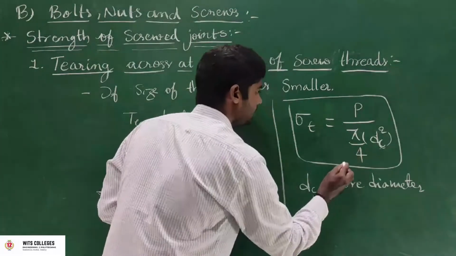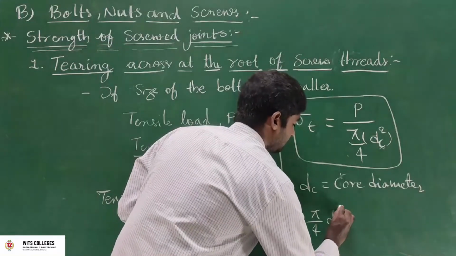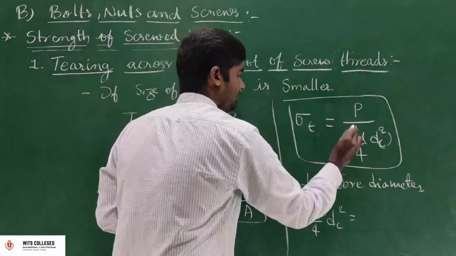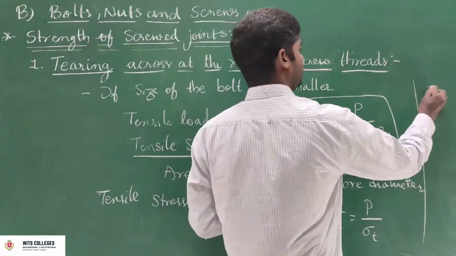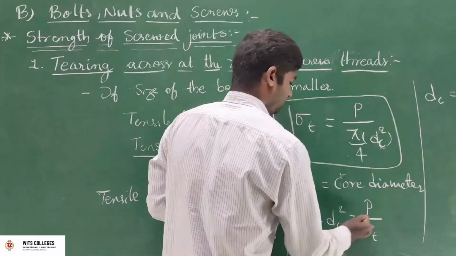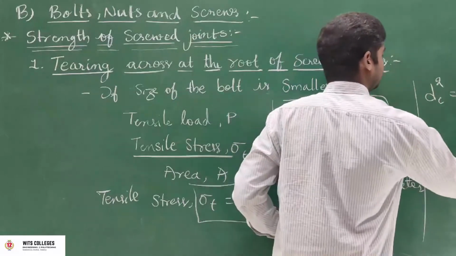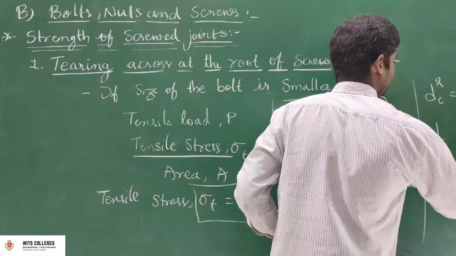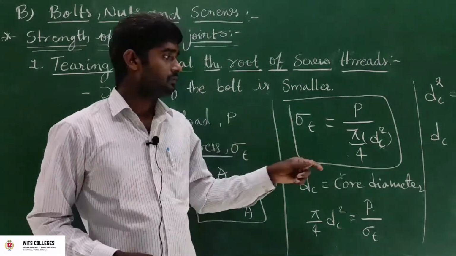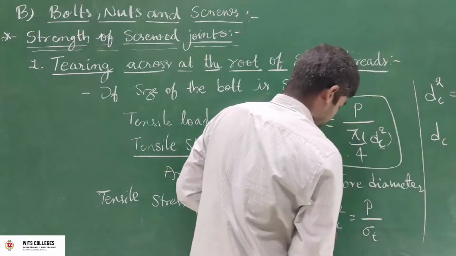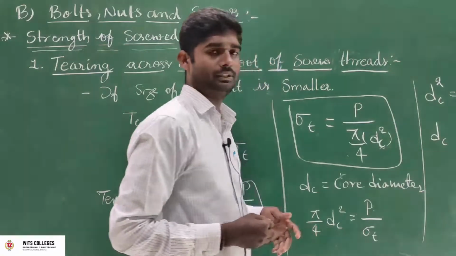Using this formula, pi by 4 dc square is equal to P by sigma T. So dc square is equal to 4 into P by sigma T, and dc is equal to under root 4P by sigma T. Using this we find out the core diameter, with pi also coming in along with sigma T.